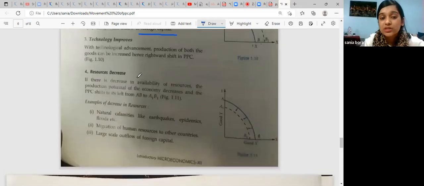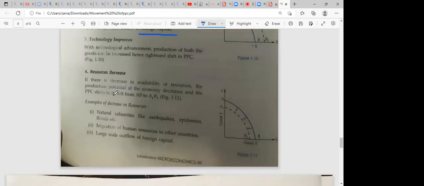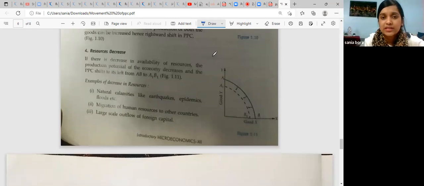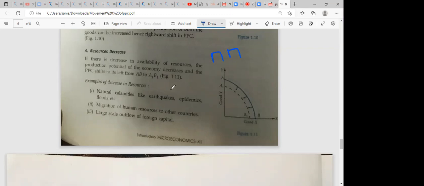Next one is resource decrease. Now, how will resources decrease? For example, natural calamities like earthquake, epidemics, or flood. For example, you had 5 houses or 5 schools. A flood came or an earthquake came, and all of the buildings got demolished. So what happened? Your resources got decreased. So that is going to be the leftward shift. Clear?